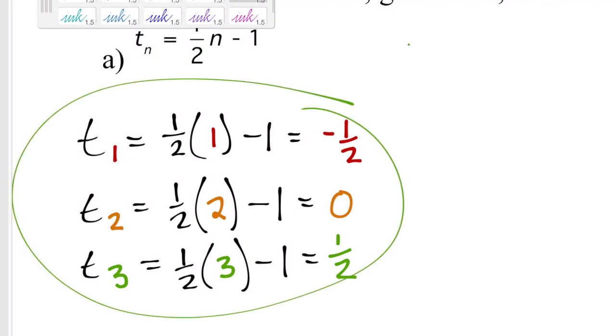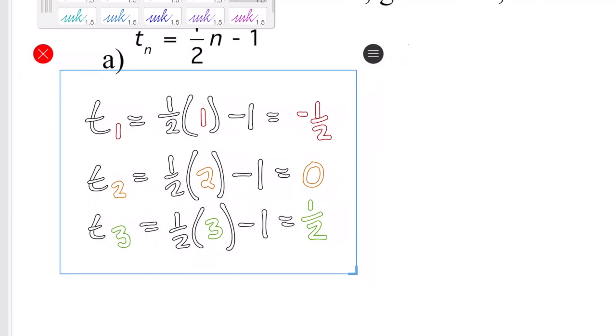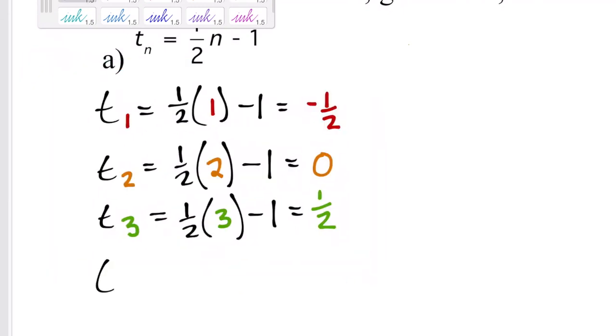Move this a little bit. Might give myself quite the room I should have. And then plugging in 4, so finding the fourth term. So 1/2 times 4 will give me 2. And then 2 minus 1 will give me 1.